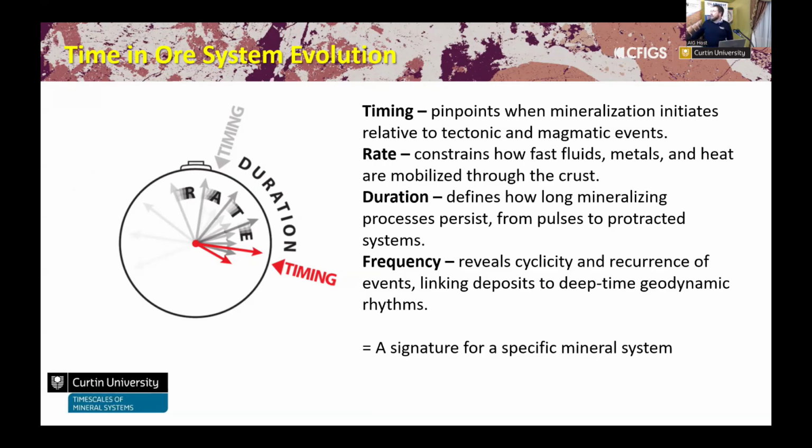Not only that, we also have the frequency. So how often are these things happening in time? Is it a one-off event, or is it an event that happens multiple periods of time? So frequency itself can be a useful descriptor. So all these things together can give us a signature for specific types of mineral system. They give us a recipe in terms of time, duration, and frequency that can be consistent for different types of ore deposit.